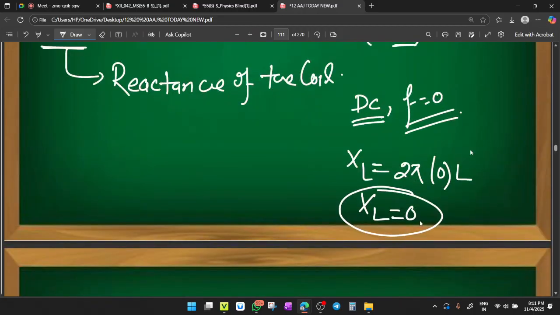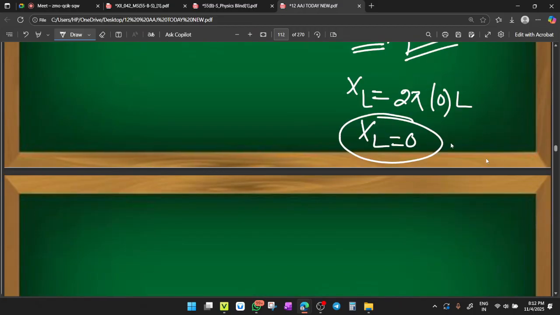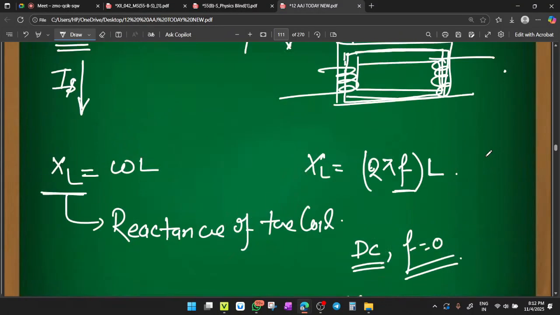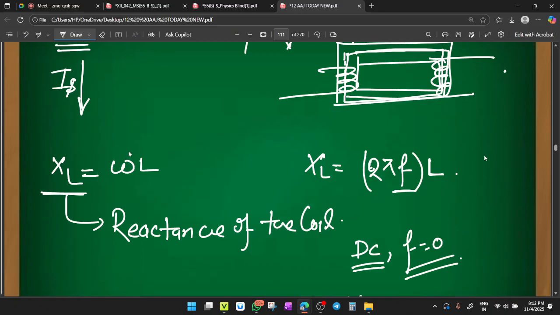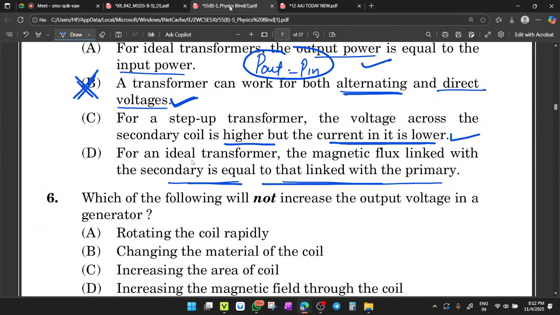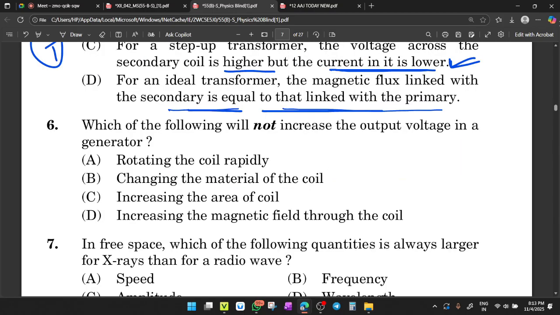So this will provide an ideal path for DC. Clear? No induction will be there. This will provide the ideal path for the DC. Clear or not clear? So it is applicable only for AC. So a transformer is used only with the AC supply, not for DC supply. Done. Okay, student. Moving to the next question.